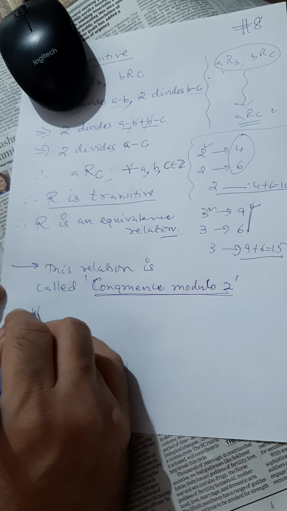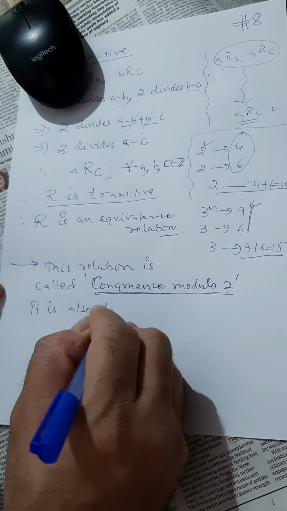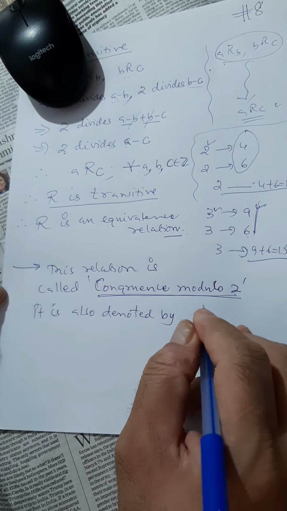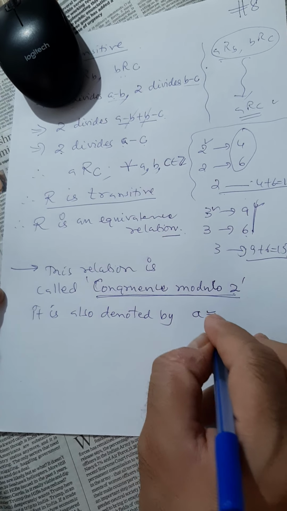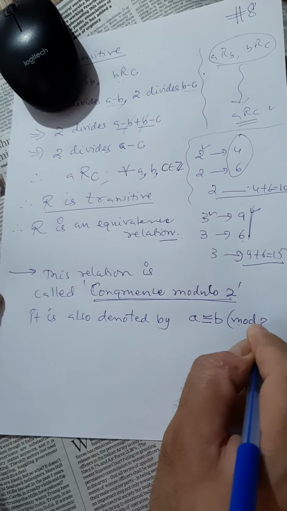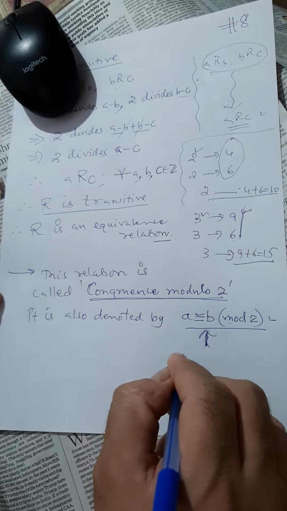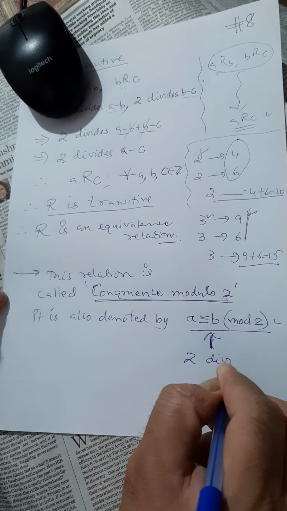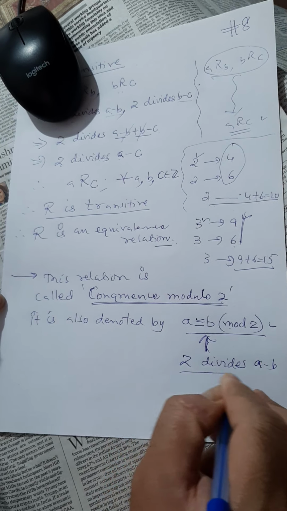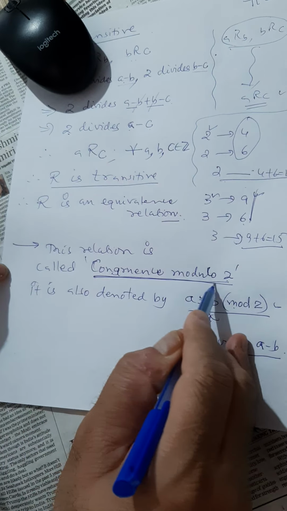It is also denoted by this symbol, denoted by A, then this three-lines congruent to B, and inside the bracket mod 2, like this. Right? The meaning of this is 2 divides A minus B. That is what we have discussed. 2 divides A minus B. This is called congruence modulo 2 relation.